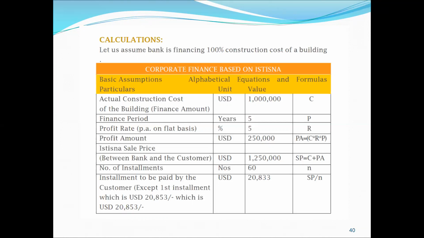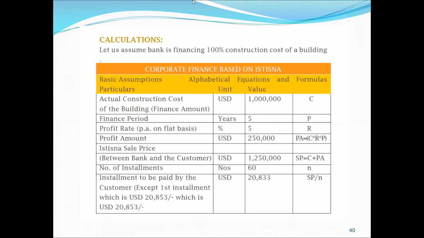But here, the first installment is 20,853. What might be the cost if you calculate this? 20,833 times 60 would not give you directly $1,250,000, and the difference is the $20. So they're asking you to get the proper number without any decimal numbers after it. You have to pay the first installment this, and the later installments will be this amount. So this can be the reason. But in some cases, they may charge you the $20 as a fee for working with the papers.